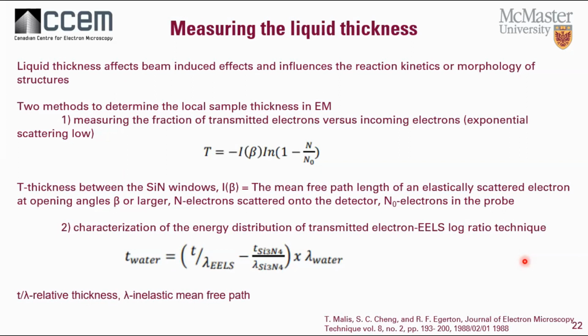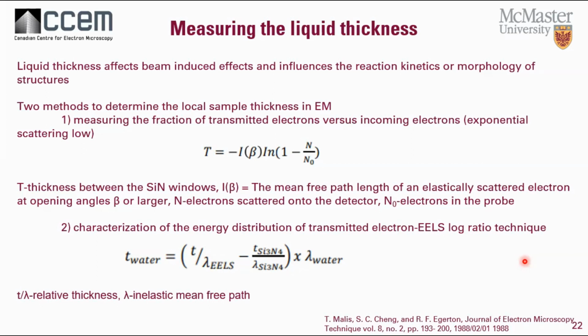So in the last few slides, we talked about the thickness and how important it is for the spatial resolution. The thickness of the liquid influences the reaction kinetics or morphology of structures and also affects the beam-induced effects. There are two methods to determine the local thickness. One is by measuring the fraction of transmitted electrons versus incoming electrons, where we need the thickness, the mean free path of the electrons, and the electrons scattered on the detectors.